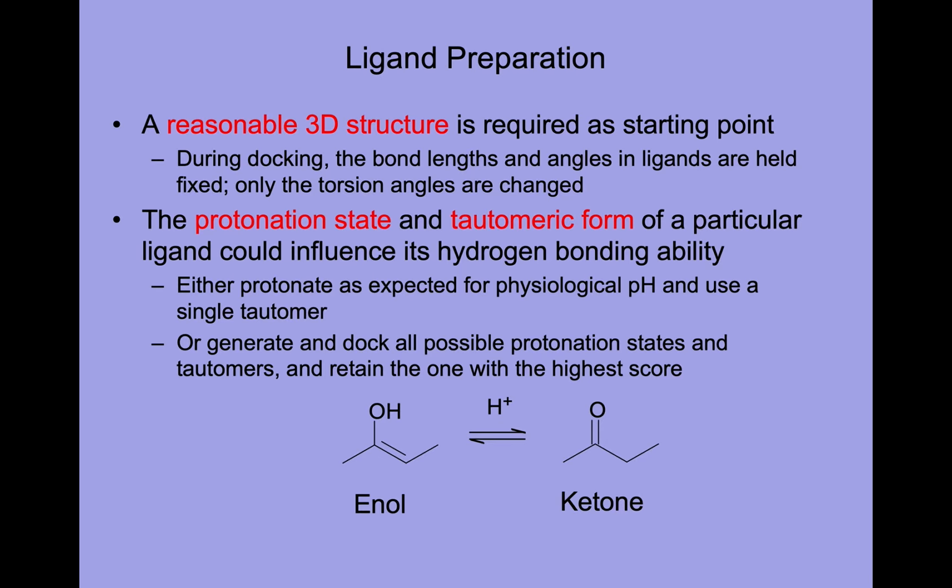Either protonate as expected for physiological pH and use a single tautomer, or generate all possible protonation states and tautomers, dock them, and return the one with the highest score. There are many software packages which do that. One is Glide, by Schrodinger. It forms 32 conformers or protonation states if you give it a ligand. That is the default in that software. So these things are very important.